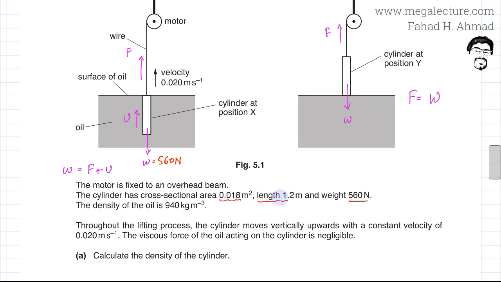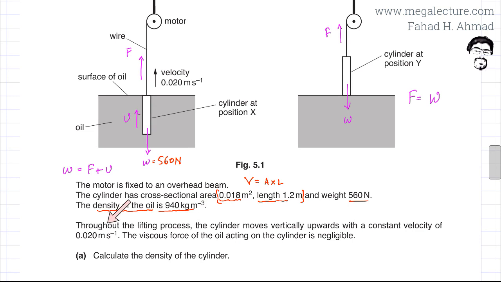So we can figure out the volume of this cylinder using these two values, because volume is cross-sectional area times length. If you multiply the two, you will find the volume. And the density of the oil is also given. It's given as 940 kg per meter cubed. Now, based on this information, we can figure out what volume of oil must have been displaced.